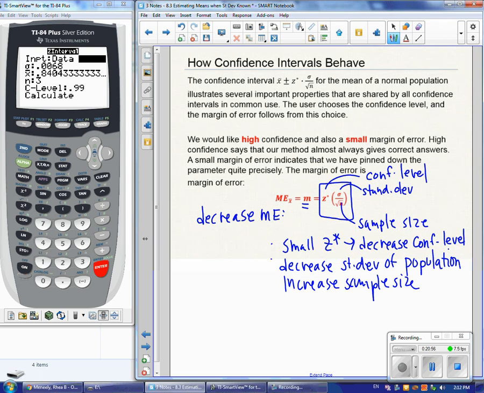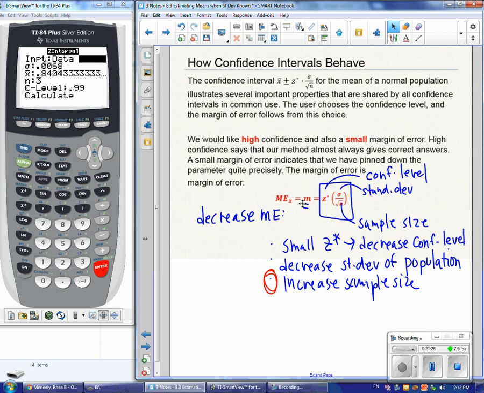Okay, so there are three things that we can do to decrease our margin of error. If I want to make my margin of error small, if I want to decrease the width of my interval, I can decrease my confidence level. I can decrease the standard deviation of the population, which honestly isn't always possible, or I could increase my sample size. And so what we usually do, since this is the one thing that we can easily control without having to sacrifice our confidence level, is we increase our sample size.